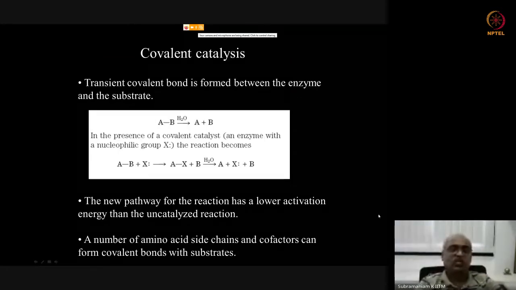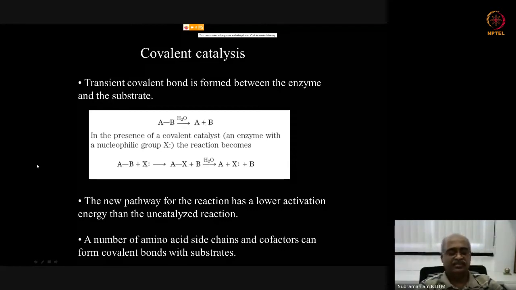The next one is covalent catalysis, where an enzyme's active site group participates temporarily in a covalent bond with a moiety in the substrate. Here, for example, AB gets cleaved into A plus B. You can take that amide bond, the earlier example itself, where a peptide bond is getting cleaved, so two amino acids getting hydrolyzed into individual amino acids A and B. So you can think of that situation.